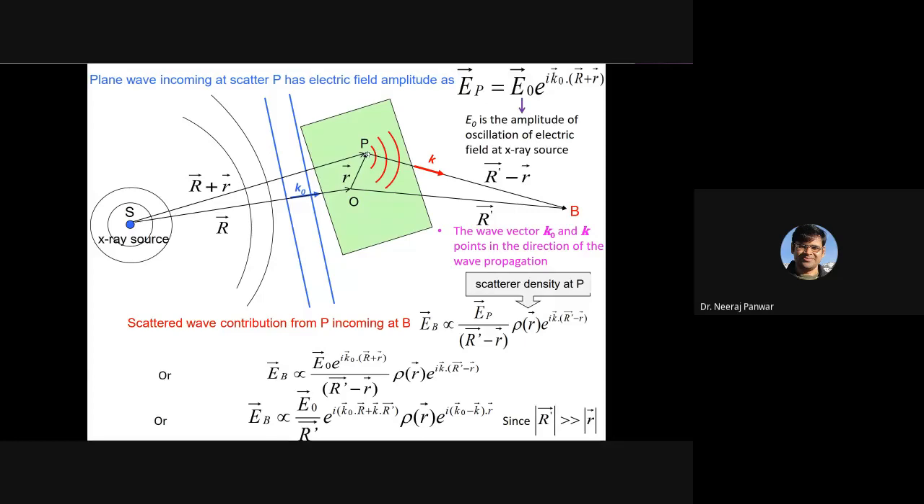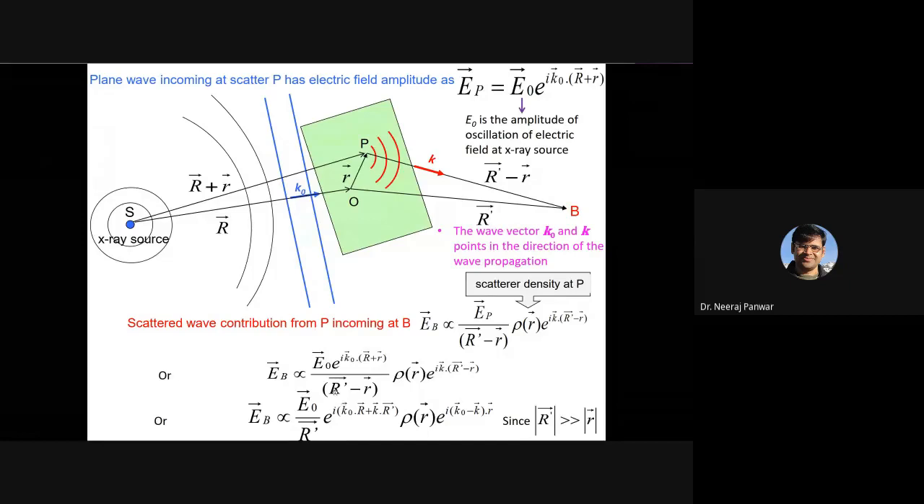So what is the electric field at point P? This is E naught e to the power i k naught times this distance. It has traveled this distance r plus r. So we put the expression for E P: E naught e to the power i k naught dot r plus r, divided by r prime minus r, rho r, e to the power i k dot r prime minus r. And one thing we assume is that the distance between the scatterer at P and the detector is large in comparison to this distance. So it is much greater.